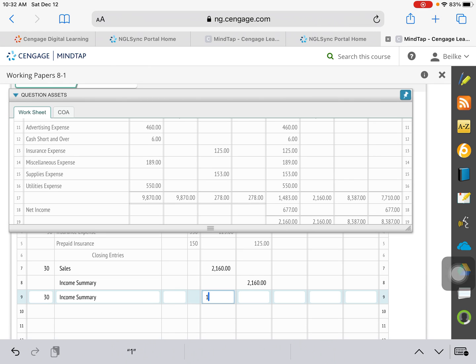So it is $1,483 is going to be debited by transferring all that money from our expenses into our income summary. Then we are going to list our expenses and we will credit each one. So I'll let you do that.